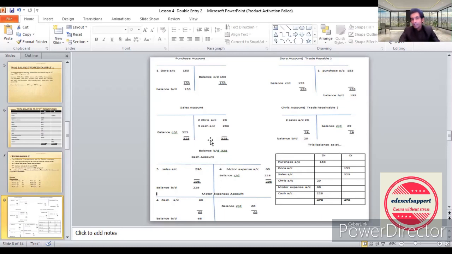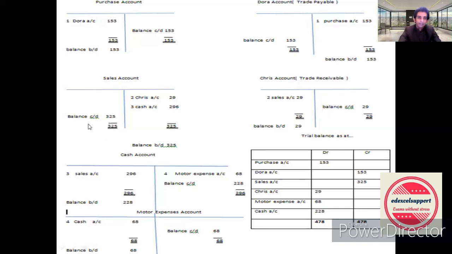Now the next step is to balance off the T accounts. To balance off the T accounts, I will try to increase the size. See whether you can see them. Okay. Now you can see when we balance off, you select the highest side. The highest side is this. You put 153. Here also 153. Then when you balance, you get a carried down balance of 153 because nothing is there. So you should bring it down, brought down figure 153.